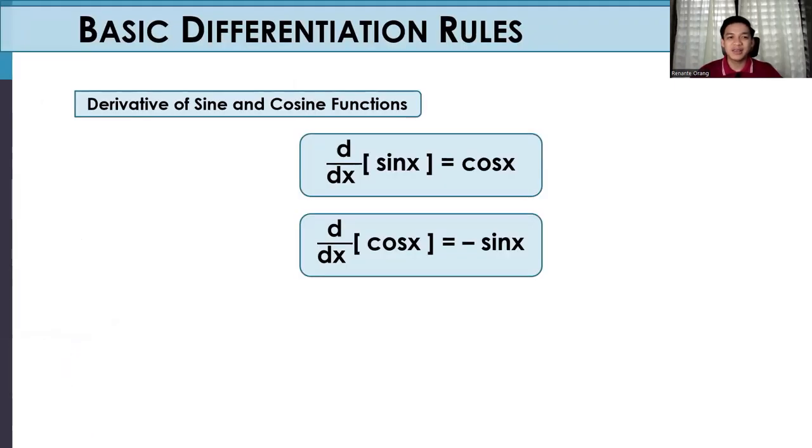First one, we have the derivative of sine and cosine functions. It is stated here that the derivative with respect to x of sine x is equivalent to cosine x. And the derivative with respect to x of cosine x is equivalent to negative sine x. So all we need to do is to memorize this formula and i-apply natin sa ating examples.